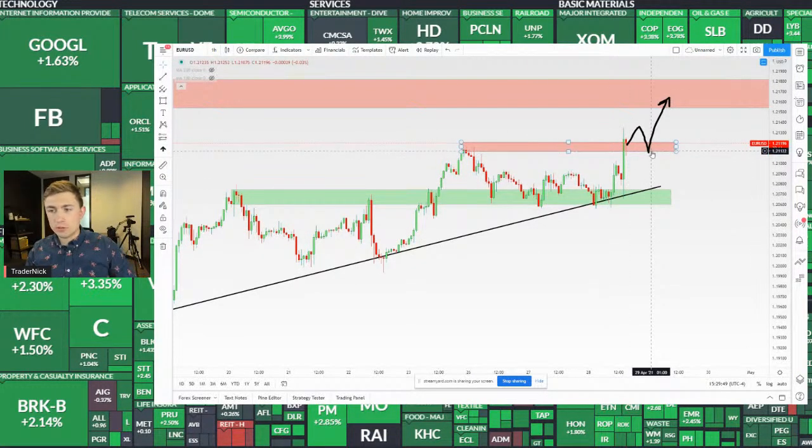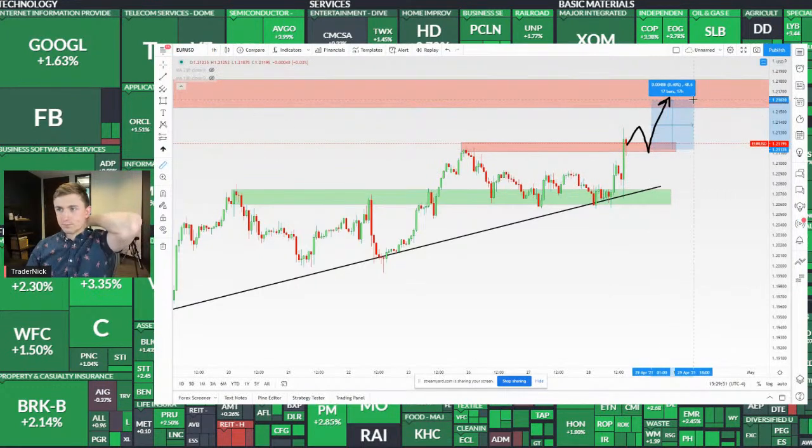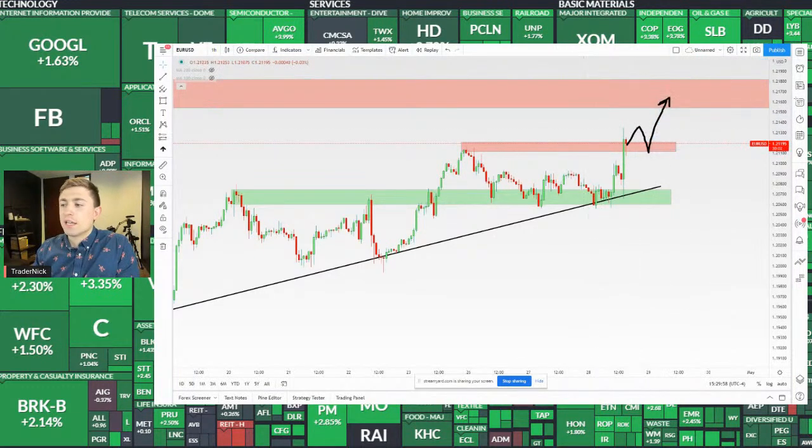Zone to zone there, that's roughly 50 pips of movement. But again, when this thing gets moving, it really can get things spiking all over the place.